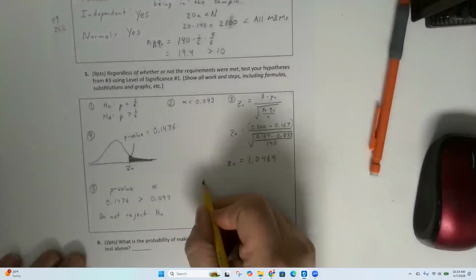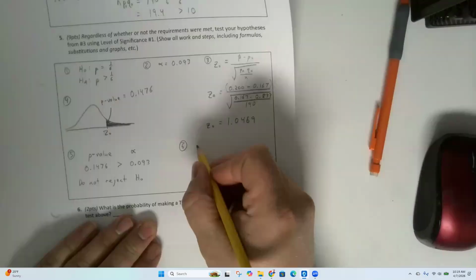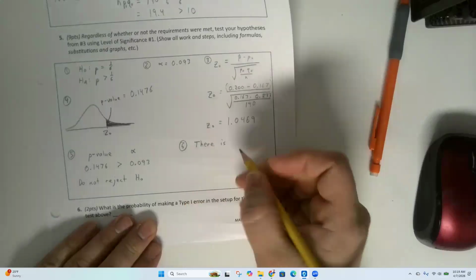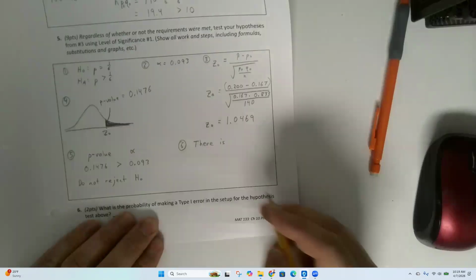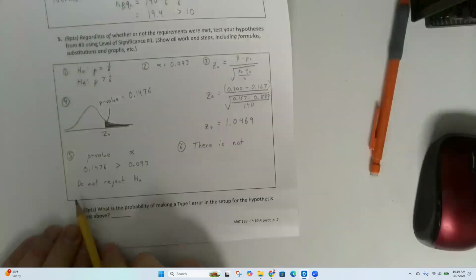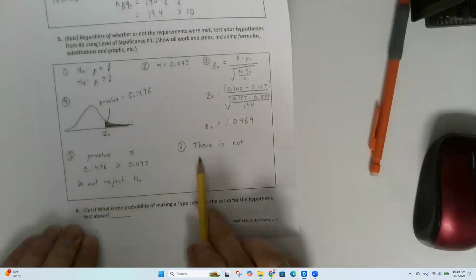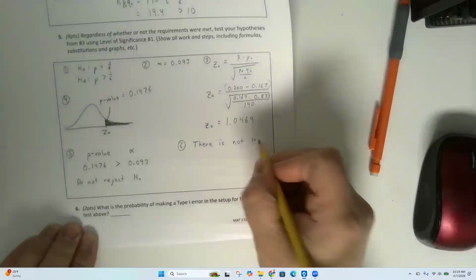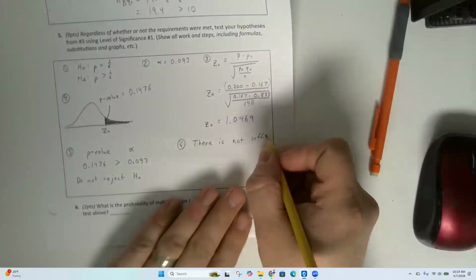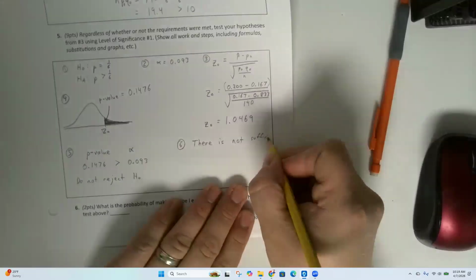And then lastly, we write out our conclusion. So my conclusion, you're going to write either there is sufficient evidence, or there is not sufficient evidence. If you do not reject the null, then there is not sufficient evidence. If you reject the null, then there is sufficient evidence. Either way, you're writing out pretty much the same thing.